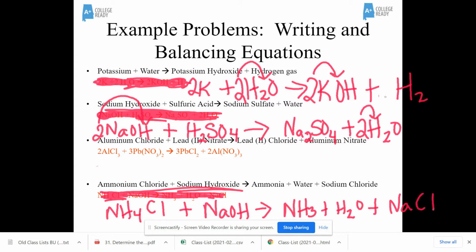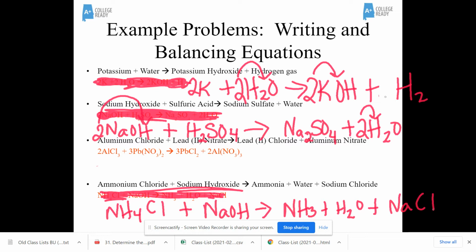Okay, so let's start with nitrogens. How many's on the left? How many's on the right? No, there's not. That's sodium. 1 on the left and 1 on the right. Okay. Hydrogens. How many is on the left? 5. How many's on the right? 5. Exactly. What about chlorine? 1 and 1. What about sodium? 1 and 1. What about oxygen? 1 and 1. It's balanced.